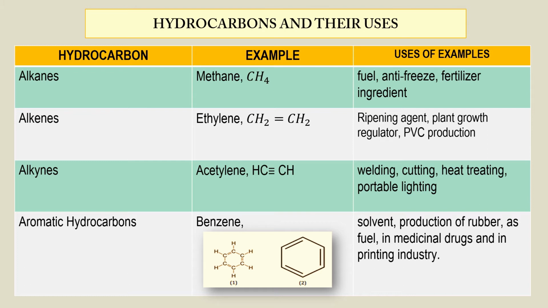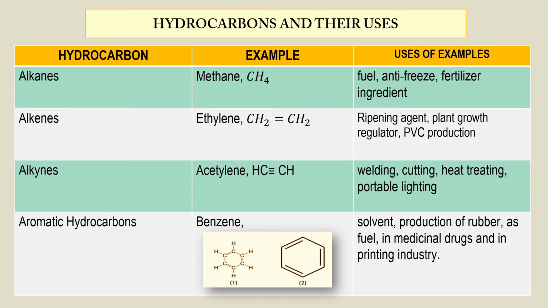The third type of hydrocarbons are the alkynes. Alkynes are formed by triple bond. An example is the acetylene, which can be used for welding, cutting, heat treating, and for portable lighting.